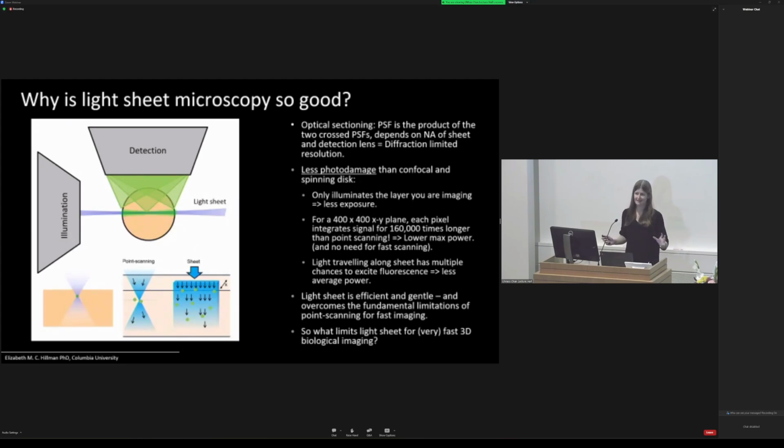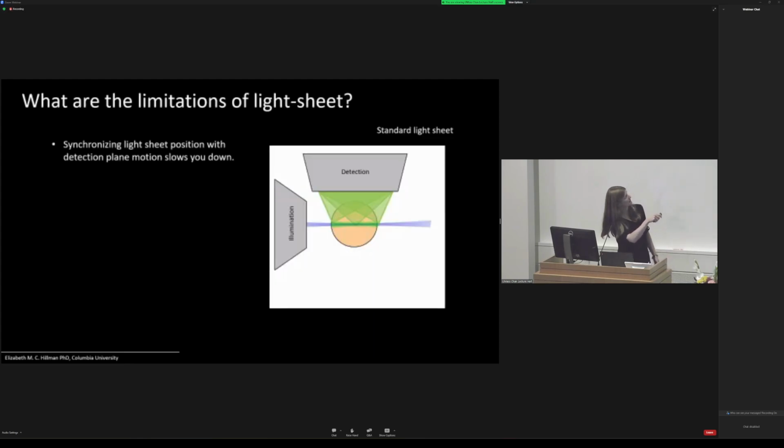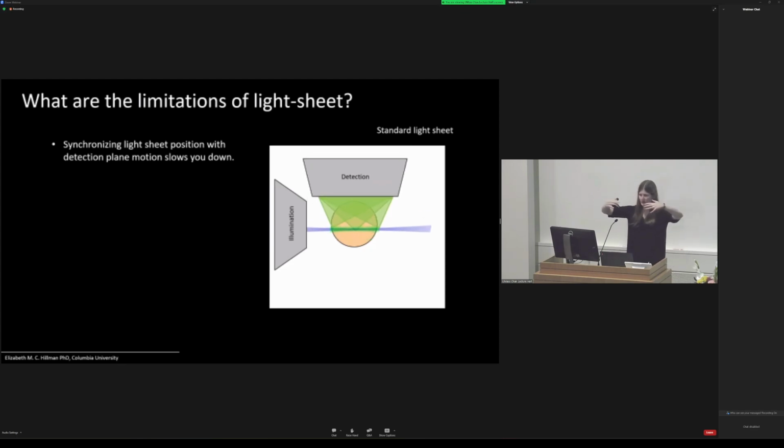So it sounds fantastic, right? But then how do I make it really fast, and why did nobody else make it fast? One of the big limitations is that the way you do it like this, if you have the light coming in from one side and then you image from the other side, then in order to actually create a 3D image, you have to somehow move everything, right?